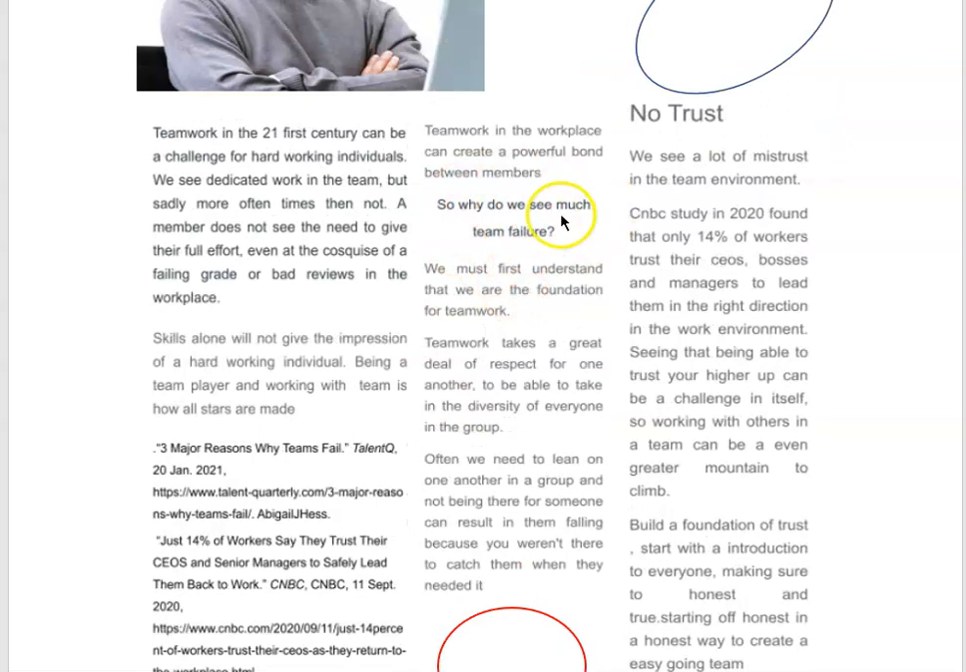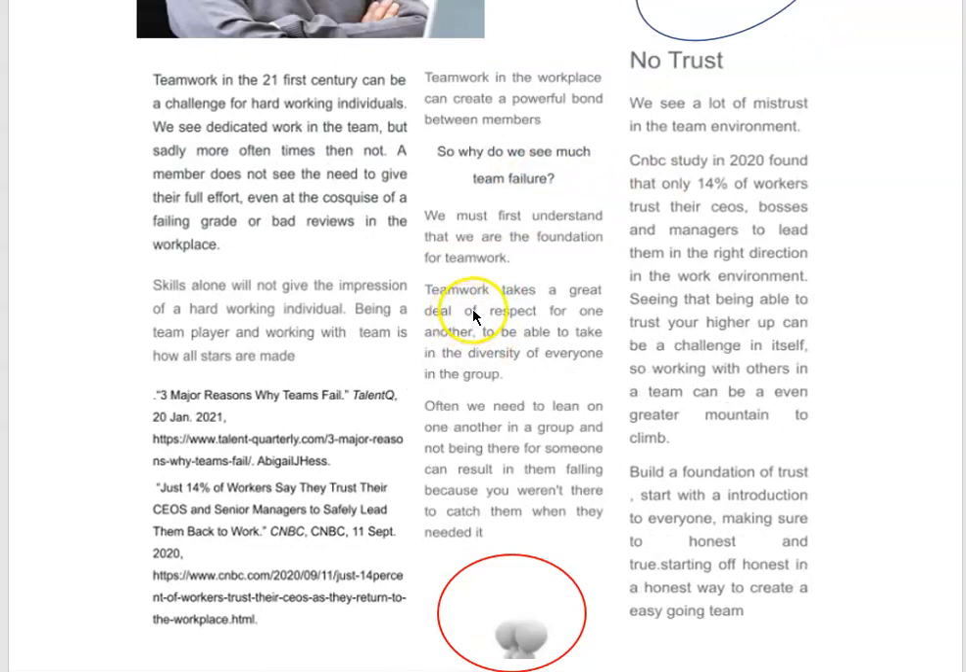So this here, "So why do we see much team failure?" Again, that's a subtitle. It needs to be larger. It needs to be in bold. This is a subtitle. It needs to be the same size as the subtitle. So make sure you keep your subtitles exactly the same.